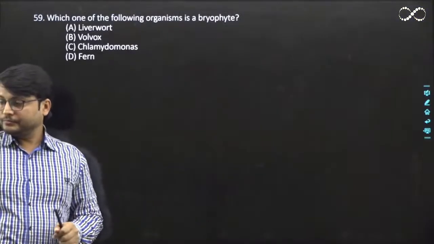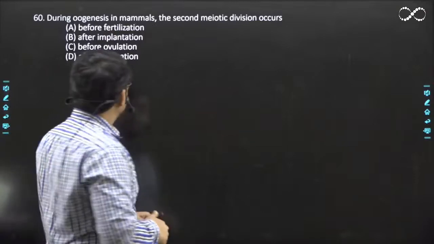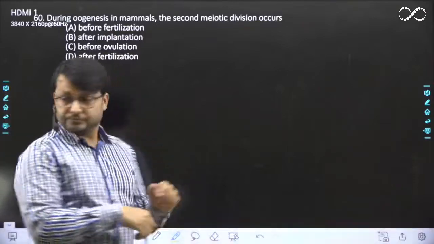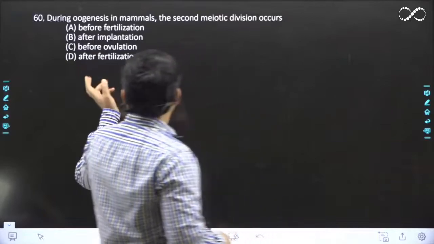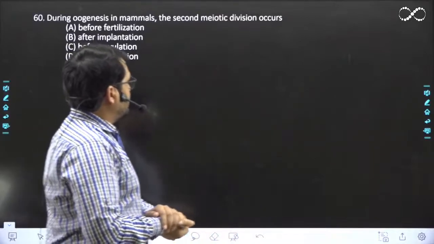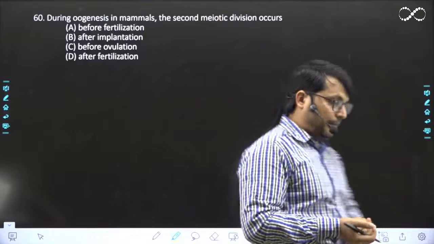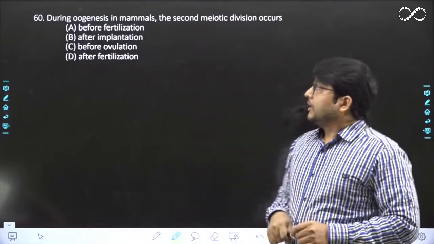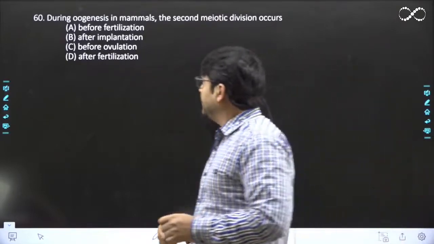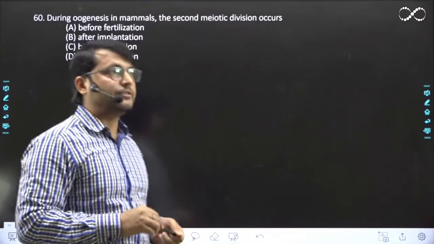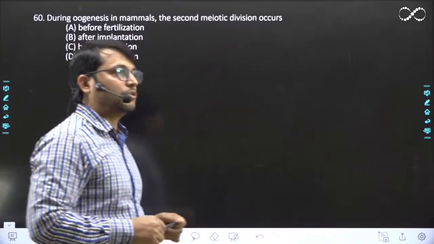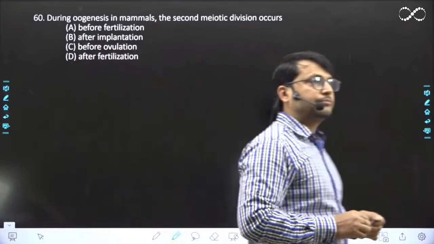That is question number 60. Now this question is, during oogenesis in mammals, the second meiotic division occurs: A. Before fertilization. B. After implantation. C. Before ovulation. D. After fertilization. What should be the correct option? Quickly comment.